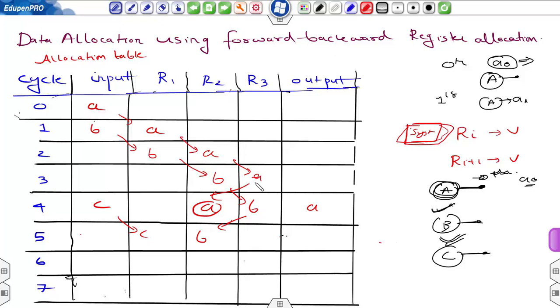It can also be moved to r1, okay, but we have put a in r2. For the next backward allocation we have to choose the same register, and in this case A could have been transferred to R2 or R1. Okay, the distance between R3 and R2 is small as compared to R3 and R1. So in this case we have chosen R2.